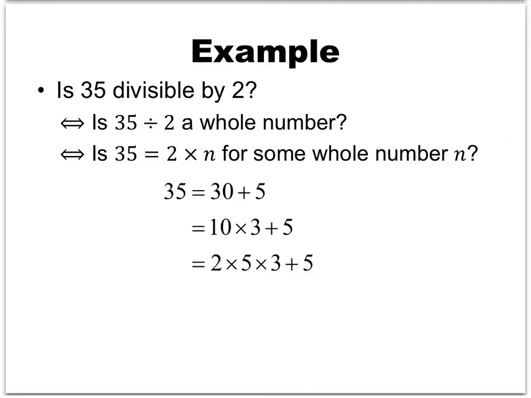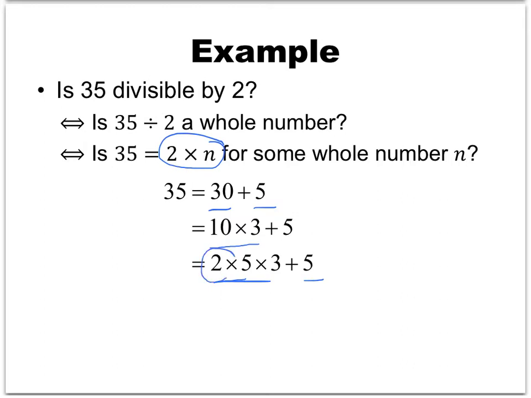So let's rewrite this in the same basic way as what we did in the previous example. Let's take 35 and write it as 30 plus 5. And then let's factor the 30 as 10 times 3. And then let's factor the 10 as 2 times 5. So now my goal here, just like in the previous problem, was to write this as 2 times some whole number. What we have here is a whole number plus a whole number.